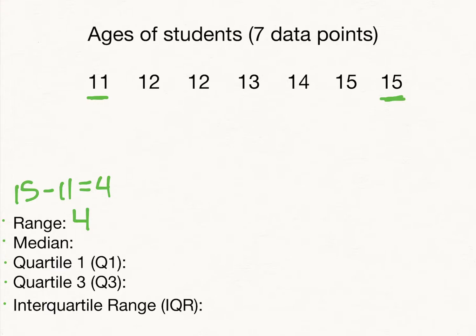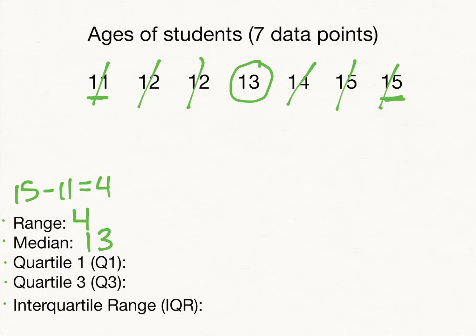Now, in order to find quartile 1, quartile 3, and the interquartile range, we need to start with our median, our middle number. We're going to use the strategy that we used in our last video. We're going to mark out the lowest, highest, lowest, highest, lowest, highest. Because it's an odd data set, we have our median right in the middle. So 13 is our median. Our first quartile represents the first quarter of the data. Quartile 3 represents 3/4 of the way, the third quartile. And then the interquartile range is the distance between those two quartiles, 1 and 3.